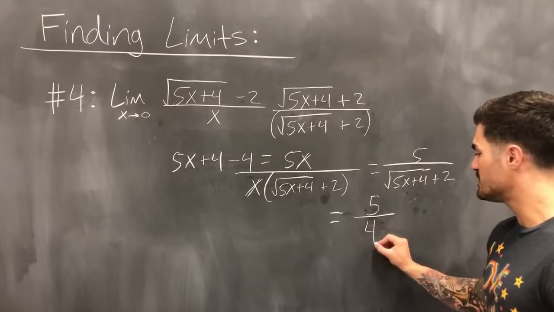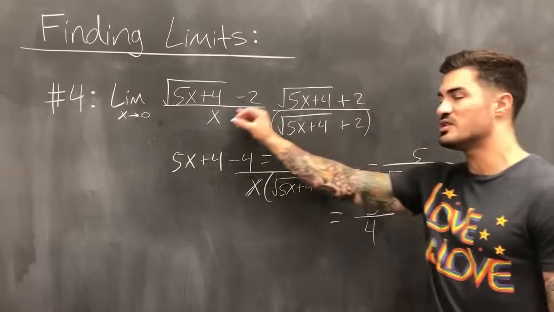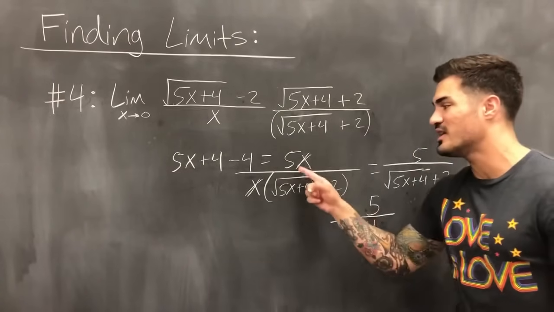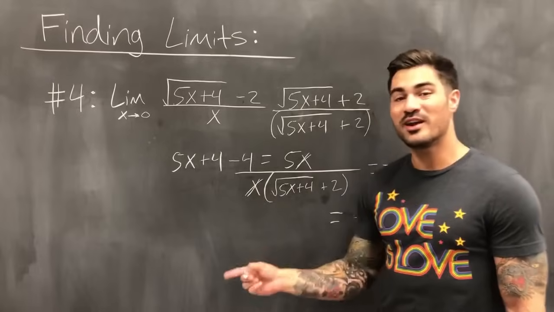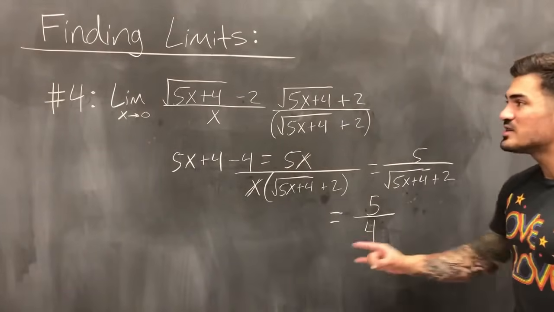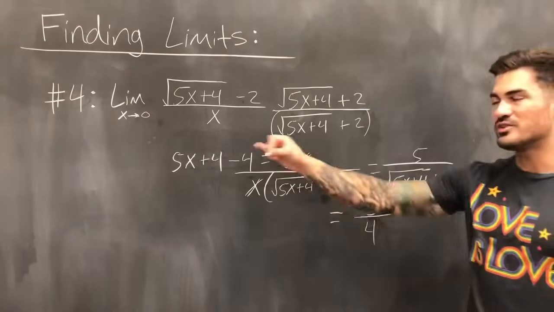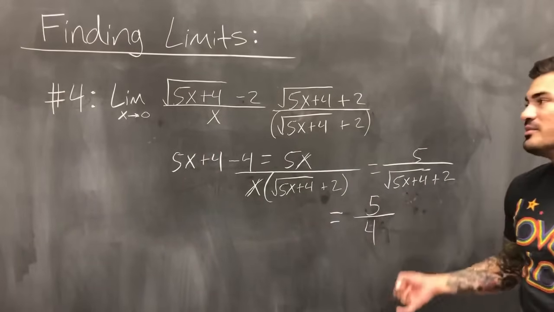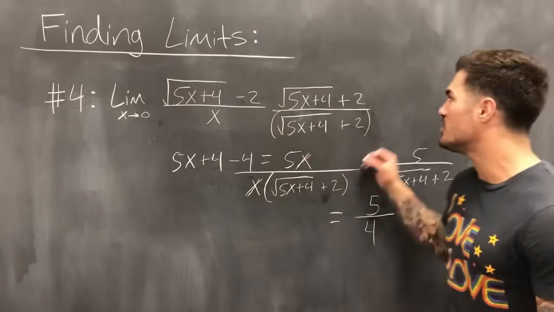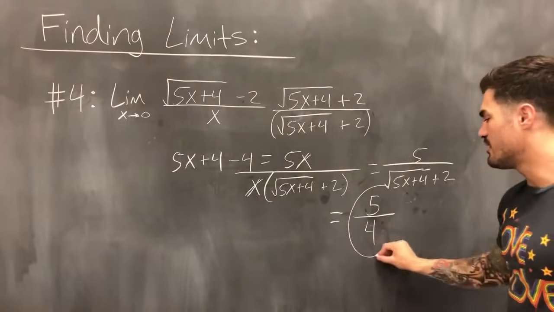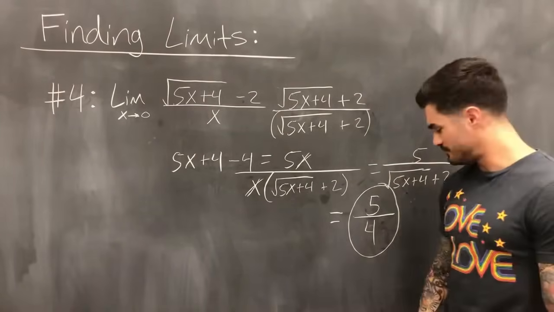So my limit is 5 over 4 because I reduced this into its lowest terms, because I canceled an x in the numerator and denominator. I was able to plug this number in and get a real number, therefore it turned out it was a hole. So my limit is 5 over 4. So this limit equals, I'll just circle it down here, 5 over 4.